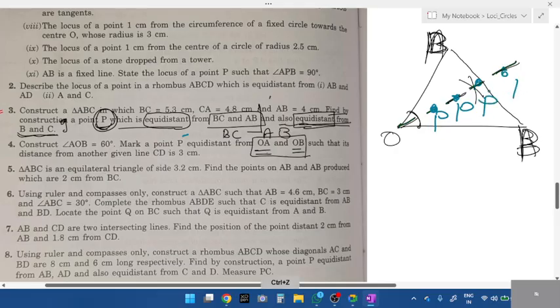P can be anywhere on this line. We don't know where P lies, but they have given us one more clue. What is the other clue given? Such that its distance from another given line CD is how many centimeters? 3 centimeters. Okay, its distance from another line is 3 centimeters. So what do you mean by that? You can take OB, students. From OB, how many centimeters? Such that the distance from another line CD is 3 centimeters. If you take CD as 3 centimeters, 3 centimeters.